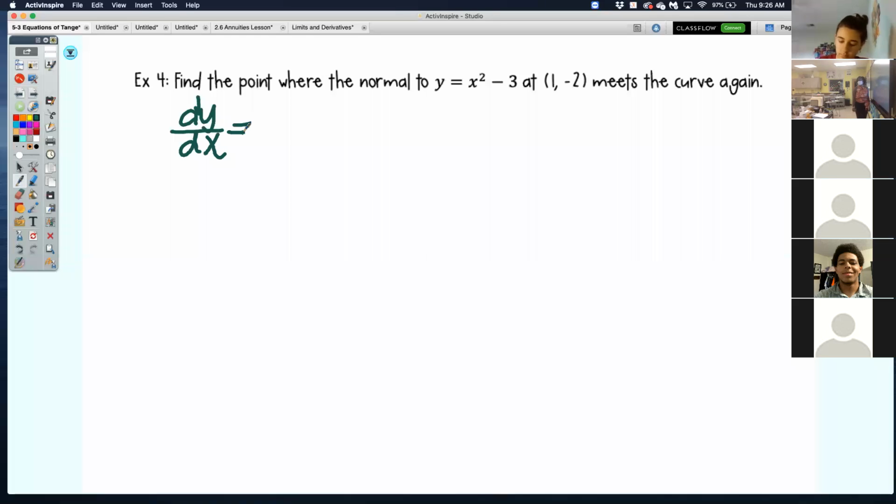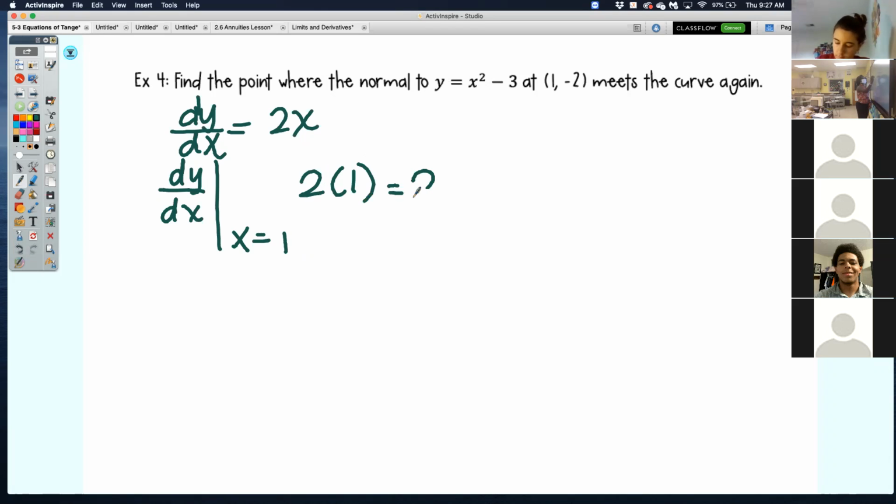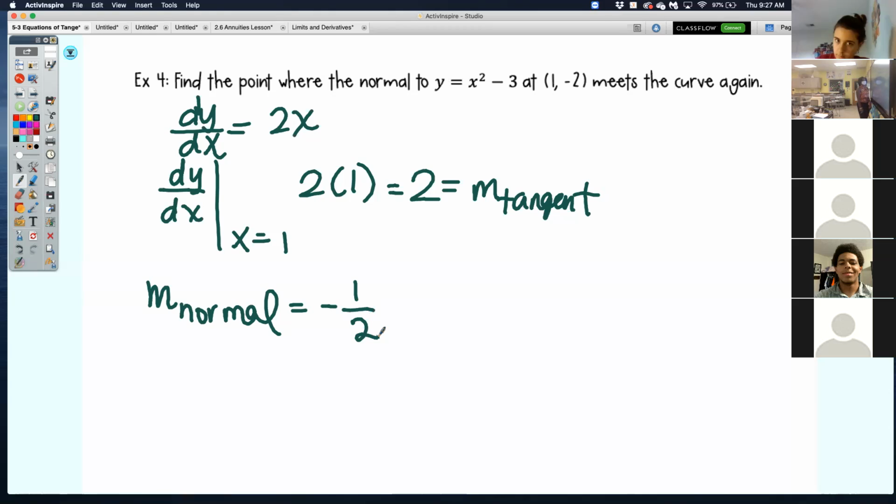First, do you notice we can't do much without the original function and the derivative? What's the derivative of x squared minus 3? 2x. Very good. Now I need to plug the x value into the derivative. That 2 represents the gradient of the tangent. But because I'm looking for the normal, what's going to be the slope? It is going to be negative 1/2, the opposite reciprocal of the gradient of my tangent line.